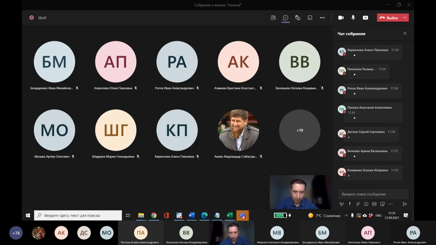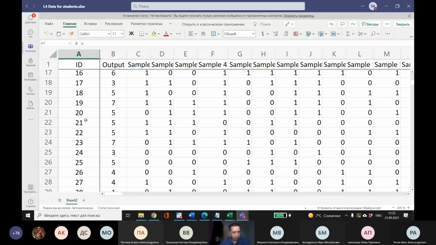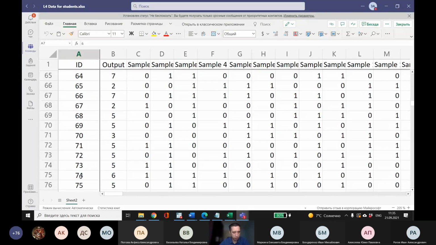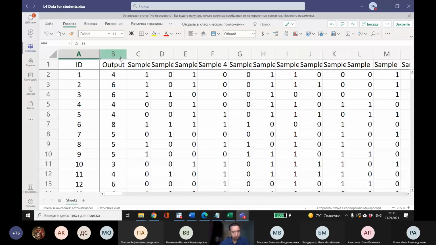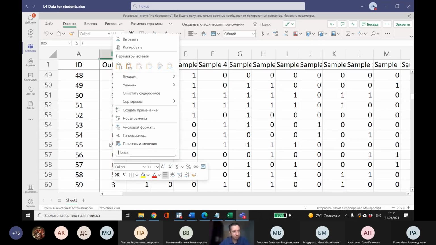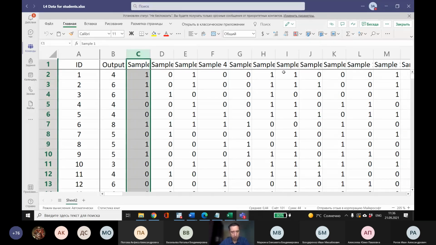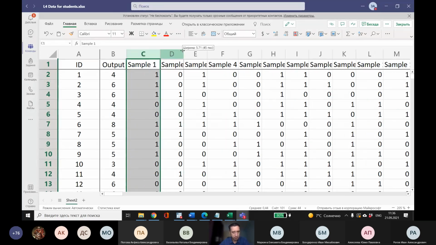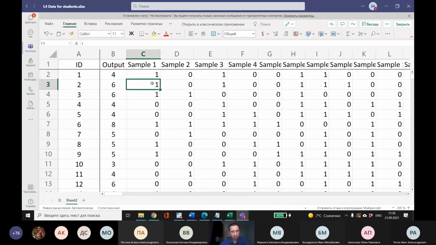What we have. First, in column A, there are numbers. So it is an ID of each observation. I just numbered rows in my data set. Column B is the population data. It's a variable. We have some values inside this variable, and it is population data. Next we have many columns: sample 1, sample 2, sample 3, and so on. In total, we have 100 samples.